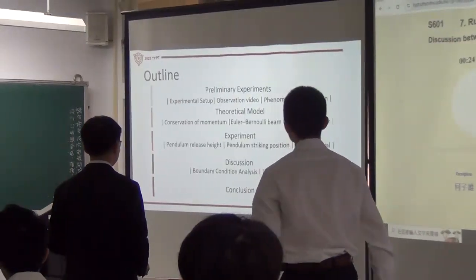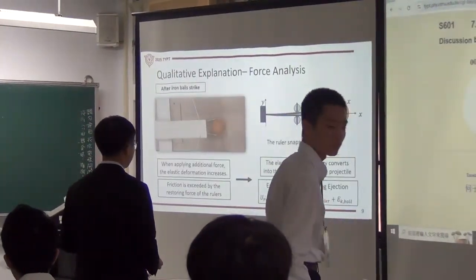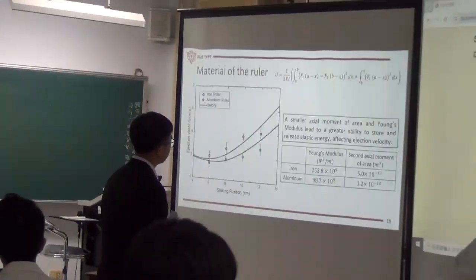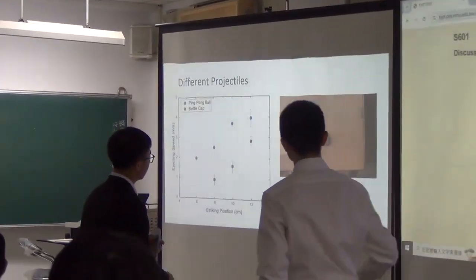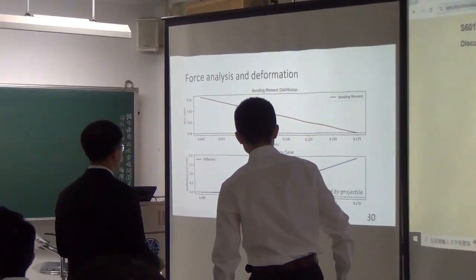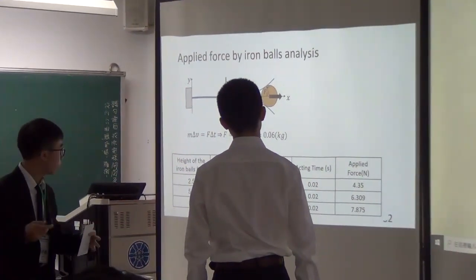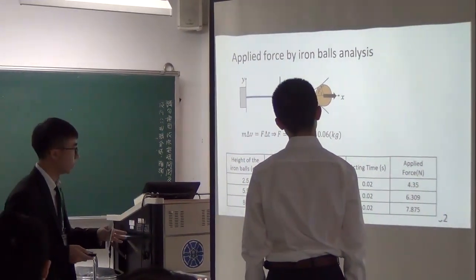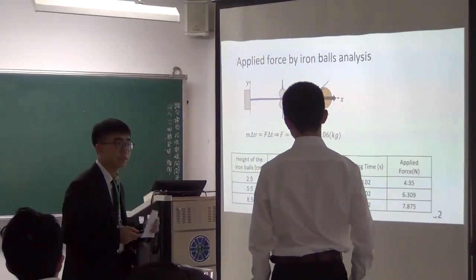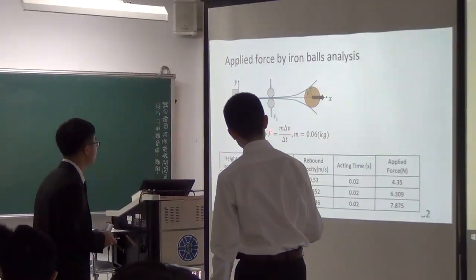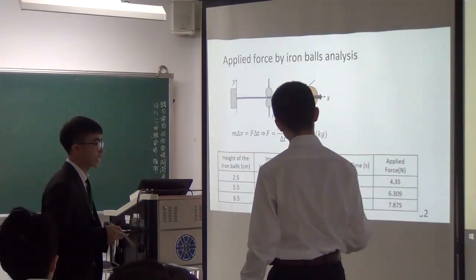So as you can see, by the impacts of the ball, we can calculate the applied force under different release heights. However, you didn't know the delta P, right? We can predict the contact time.